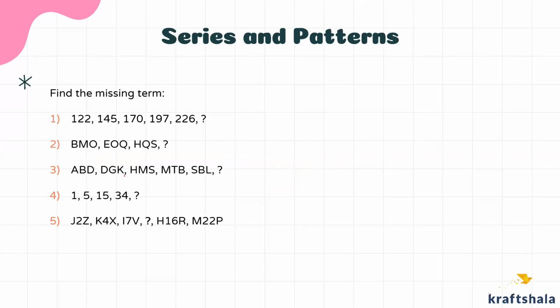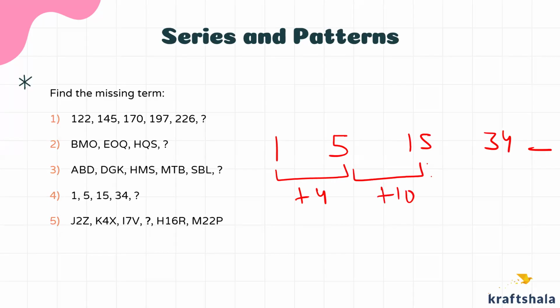Now the fourth one is a bit tricky. Let's try this. So 1, 5, 15, and 34. Next term I have to tell. So if I try to find the difference, this is plus 4, this is plus 10, and this is plus 19. I cannot find any logic, right?